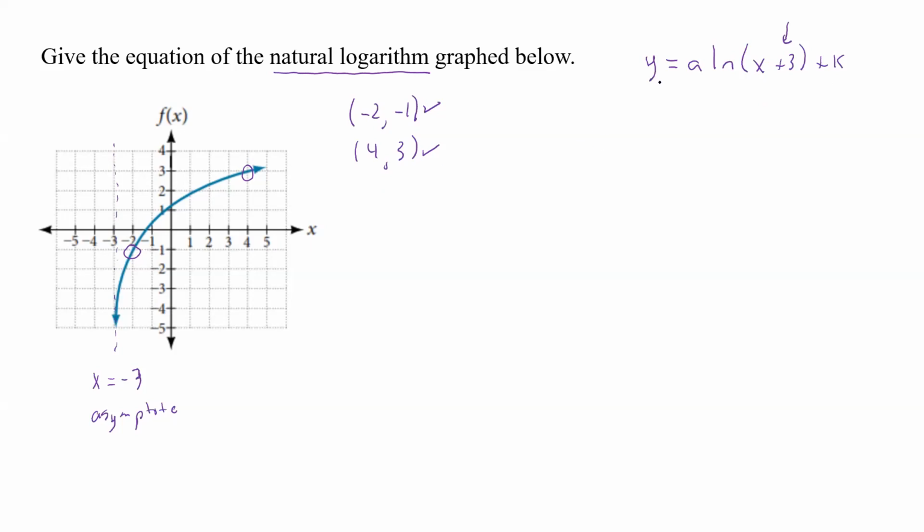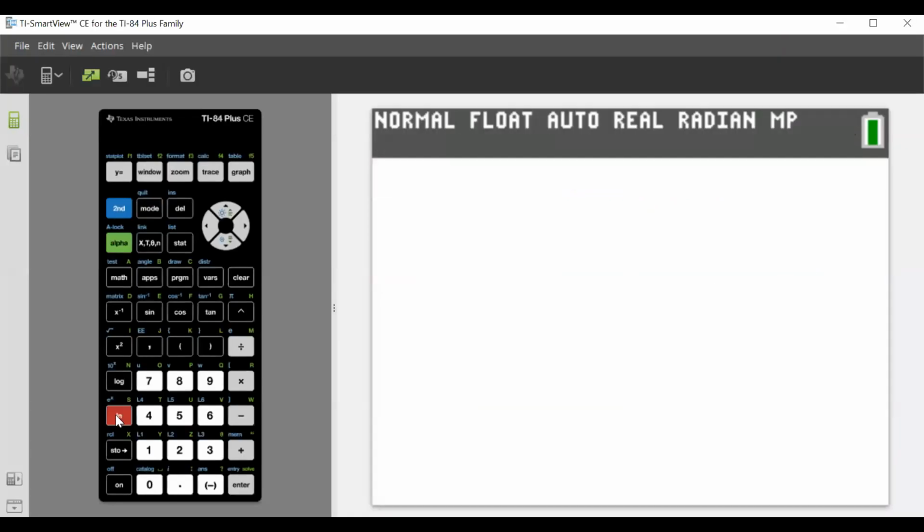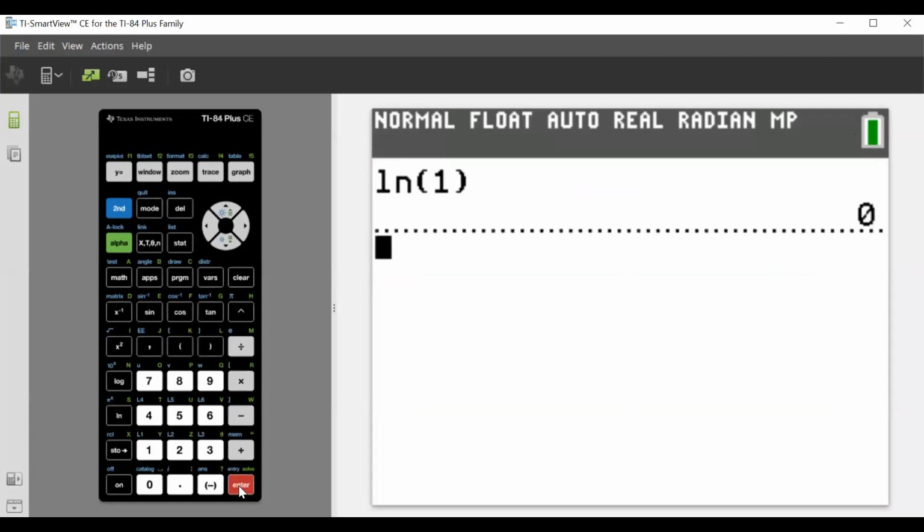All right, so if we plug in the -2, -1, y is -1, that's equal to a times the ln. Now x was -2 plus 3, then plus k. Well, what does that give us? Well, it's -1 equals a times the ln of 1, and then plus k. Well, what is the ln of 1? Well, that's equal to 0. And if we want to check that, we can plug that into our calculator. And so we go second mode, and we'll say ln of 1, and we get 0.